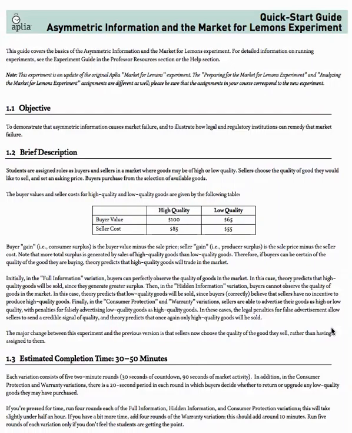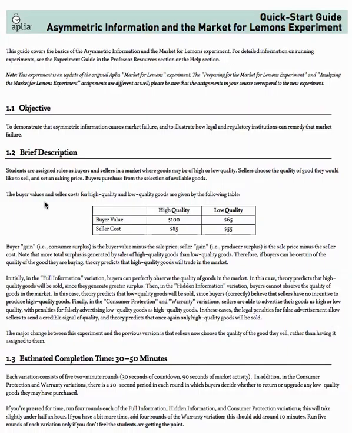So let me give you just a brief description of what will happen. Essentially, students will be assigned roles similar to what happened last time. Buyers and sellers are in a market where goods may be of high quality or low quality. Now there's the difference. Last time when we had textbooks, all the textbooks were the same, which is the reason why we could lop them all into one category and all buy and sell in one simple market. Now sellers will choose the quality of good that they would like to sell and set an asking price. Buyers purchase from the selection of available goods.